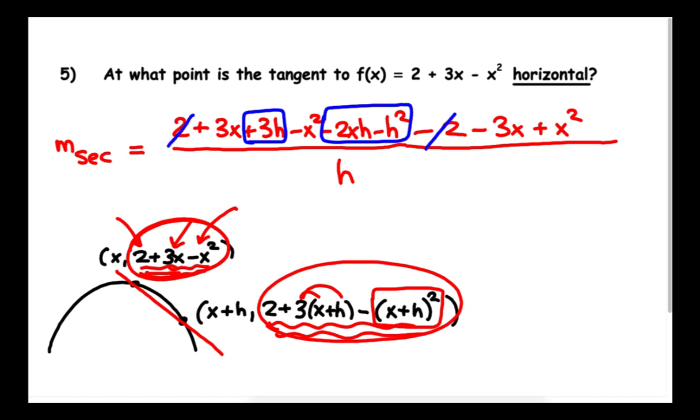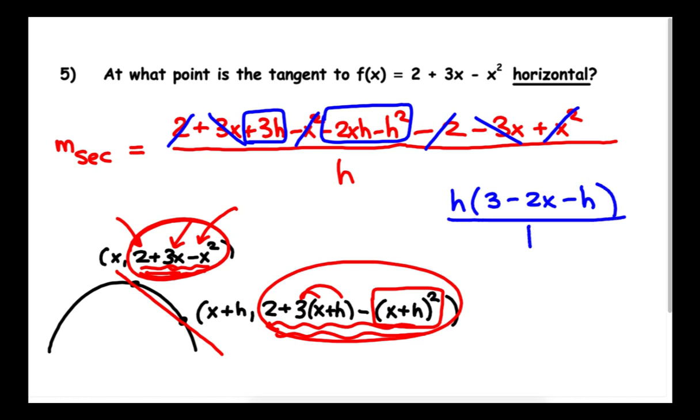2 and negative 2 are gone. Here's a negative x squared, positive x squared, and the minus 3x and the plus 3x. Yep, sure enough. All right, since everything in the numerator has an h, it can be factored out because everybody has one. So I will do that. That's going to leave me with just a 3 minus 2x minus h, because it was h squared, now it's just h. Speaking of h, that's what the denominator is. And now the h's can cancel each other out.